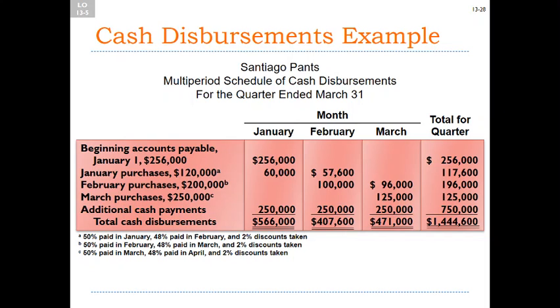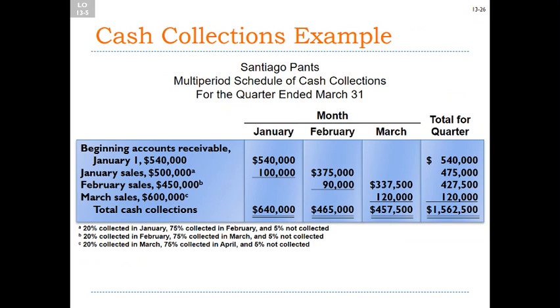So they have their beginning accounts payable of 256,000 that they're going to have to pay in the month of January. To that they add 50% of the January purchases of 120,000, so 60,000. They also have an additional amount that they expect to cover other things that they plan on paying throughout the month, and that number is 250,000 each month. So they add that for total cash disbursements of 566,000.